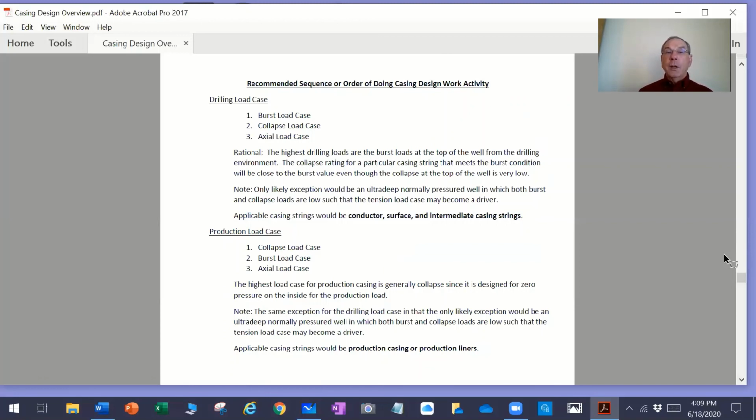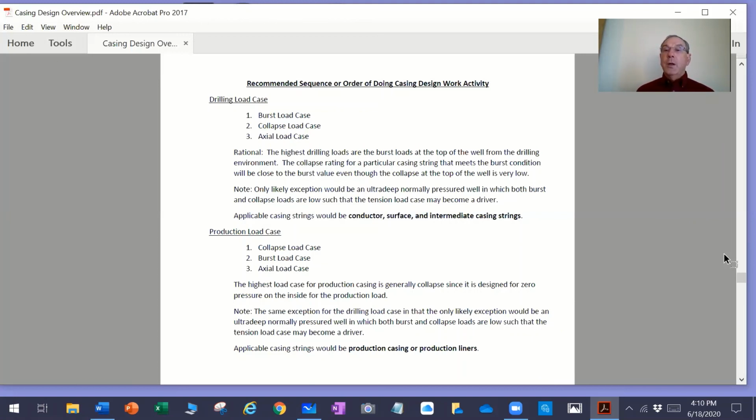Do your burst load case first, then do your collapse load case second, or check it, and then do axial load case last. And the rationale for this is that if you look at casing specifications, the highest drilling loads are the burst loads at the top of the well from the drilling environment. The collapse rating for a particular casing string that meets the burst condition will be close to the burst value, even though the collapse at the top of the well is very low.